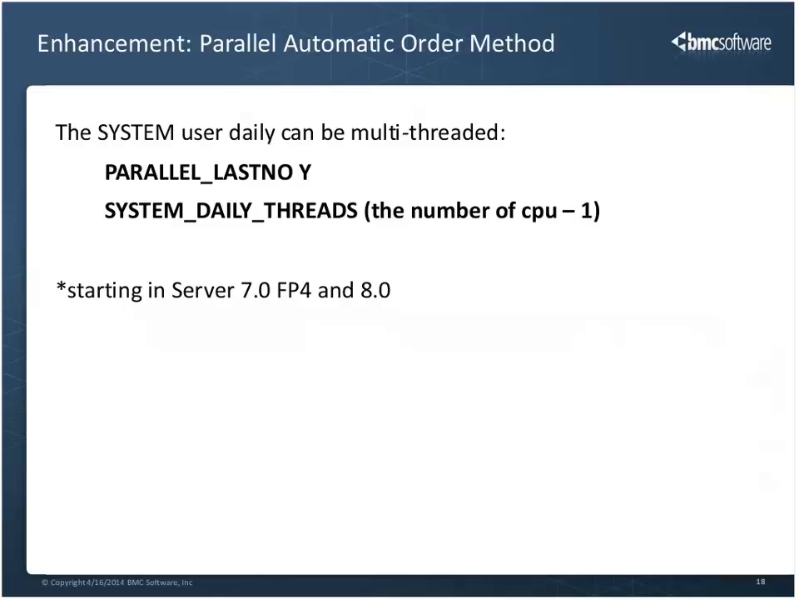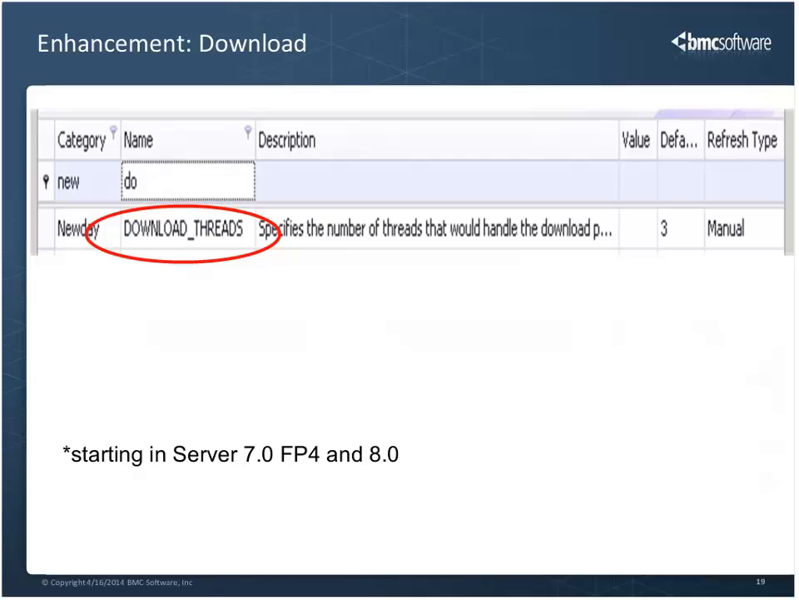And this may come into play in some of the situations where it doesn't process all of the system user daily. If it has to actually run some of the system user daily during the new day time, then it can run that in parallel. All right, the third enhancement I'd like to highlight is that we've also improved the download to also be parallel. So this will improve that download time. That is controlled by the DOWNLOAD_THREADS parameter.